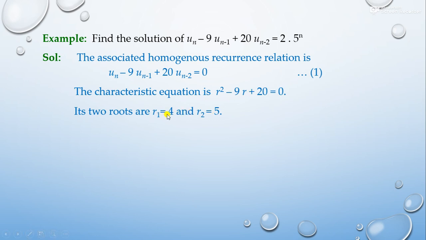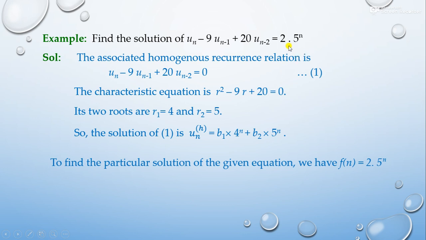Now we see that these roots are different roots. So what will the homogeneous solution be? The homogeneous solution of this recurrence relation is B1 4 raised to the power n plus B2 5 raised to the power n. Now come to the particular solution. For the particular solution, our Fn is 2 multiplied by 5 raised to the power n, and we see that 5 is also a root of our characteristic equation, whose multiplicity is 1, because 5 appears as a root one time.